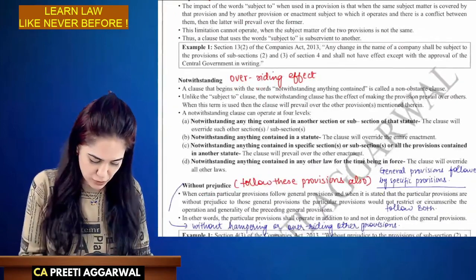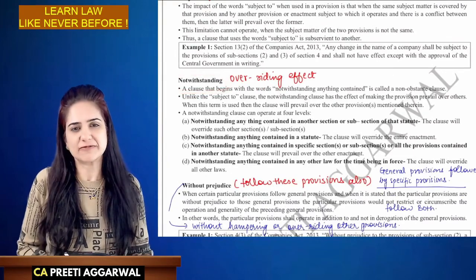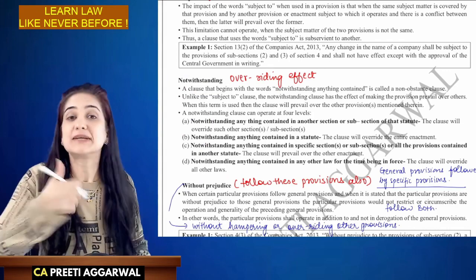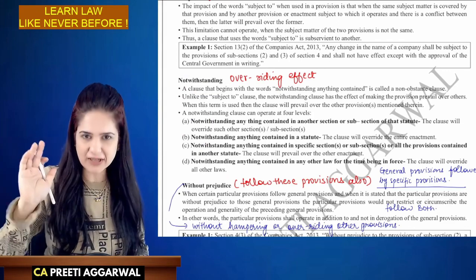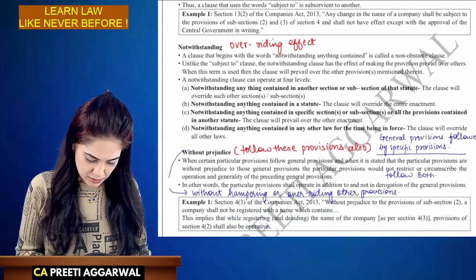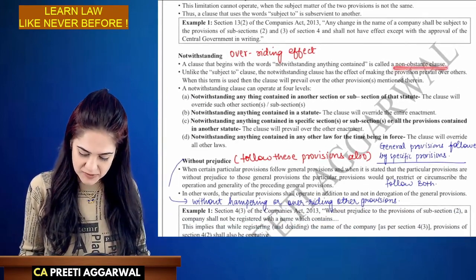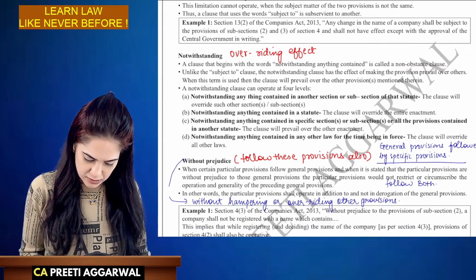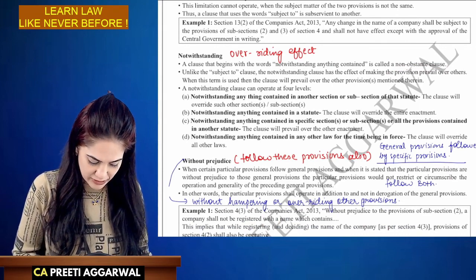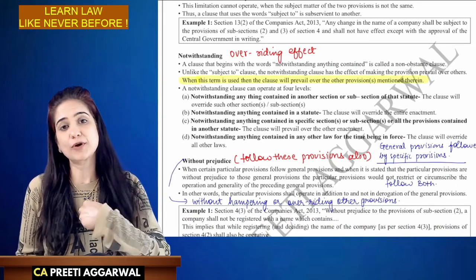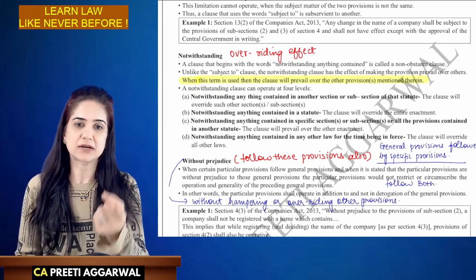What is the meaning of notwithstanding? It is an overriding effect. It means I don't agree with what you say. Listen to me. Notwithstanding anything contained over there. That is an overriding effect. It is called a non-obstante clause. I highlight this. When this term is used, then the clause will prevail over the other provision. So you are giving more importance to self than others.